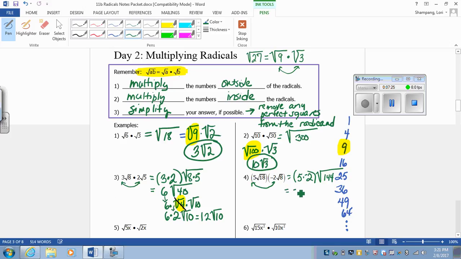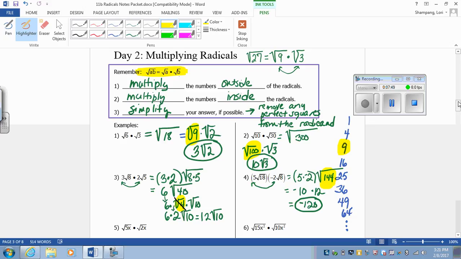5 times negative 2 is negative 10. And the square root of 144 is great. It's a perfect square. 144 is a perfect square with an integer root of 12. So my final answer would be negative 10 times 12, or negative 120. And again, here we had a perfect square of 144.